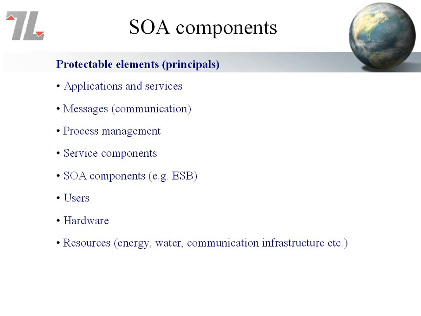SOA components, such as the ESB, Enterprise Service Bus itself. Users, or rather the other parts of the architecture should be protected from the users. Different hardware and other resources, communication infrastructure, electricity and water supply, etc. All these elements to be protected are called principles in the specialty literature. Let's check those that are most important from the SOA point of view.